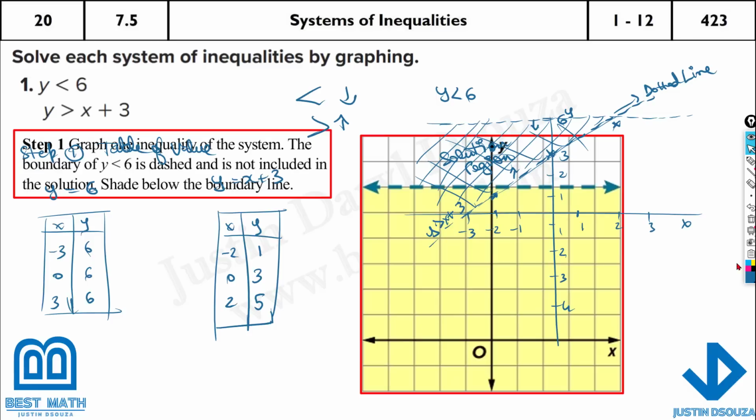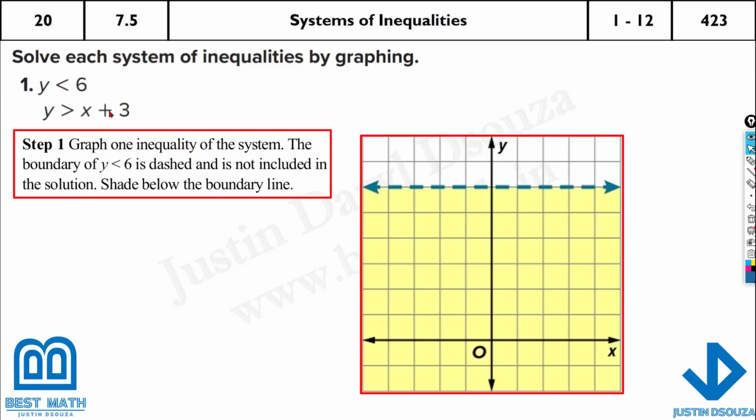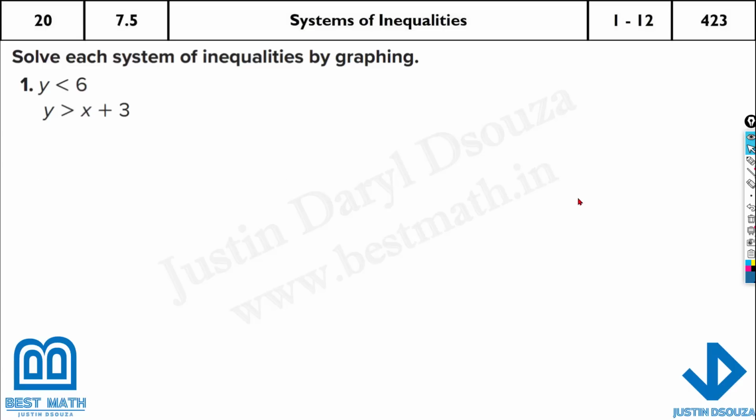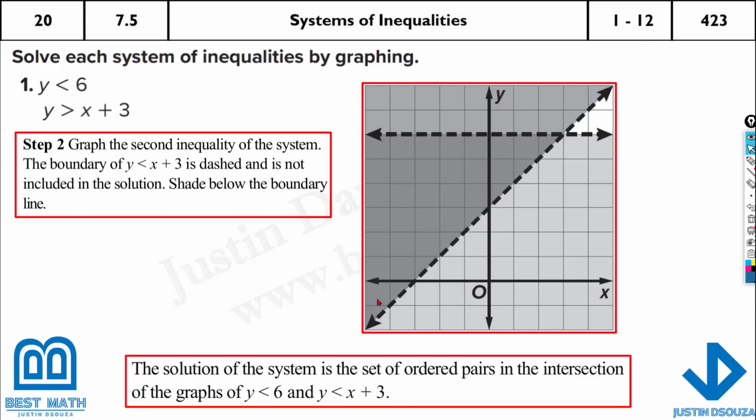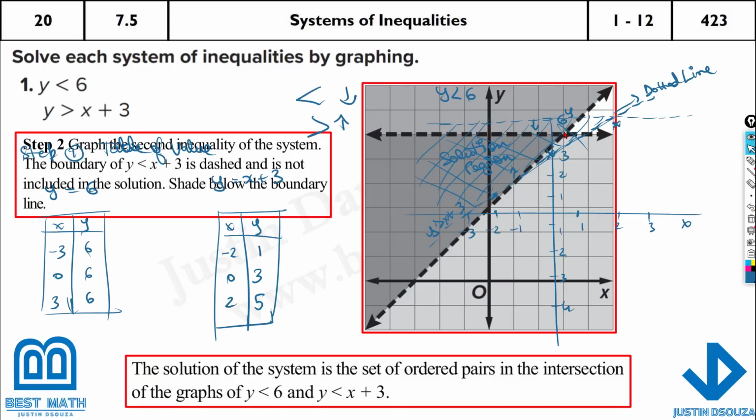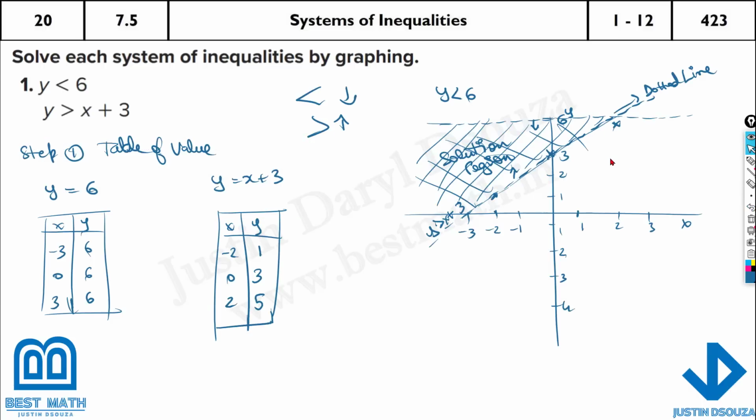Let's look into the solutions. It's done one by one. The first one, this equation at 6. 1, 2, 3, 4, 5, 6. Here we go. Next one is this line, x plus 3. Plus 3 is the y-intercept, and then you can see we have got the same graph here. If you see carefully, that's the answer, isn't it?